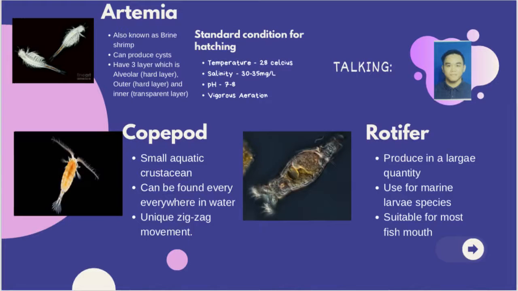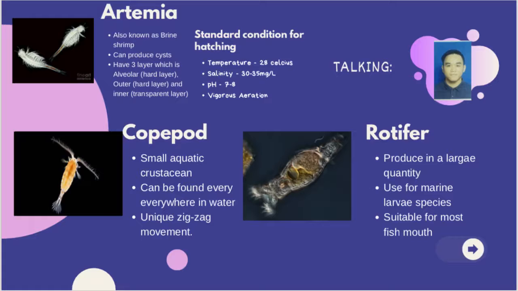Okay, let's proceed to the other types of live feed that I have learned in this subject. Artemia. Artemia is also known as brine shrimp. They can produce cysts. The cysts have 3 layers: the alveolar, which is a hard layer, the outer, which is also a hard layer, and the inner, which is a transparent layer.